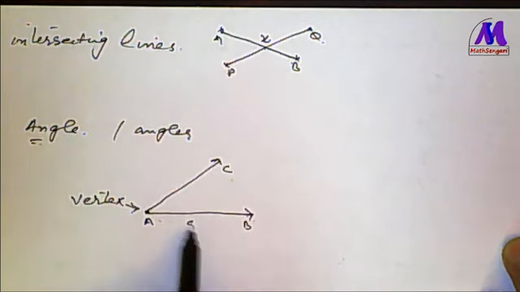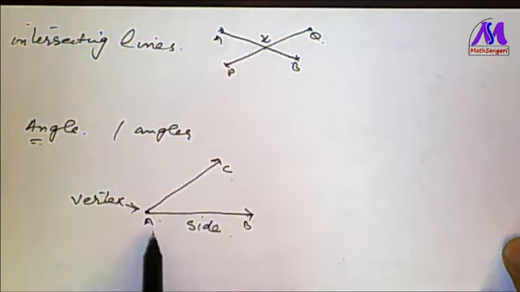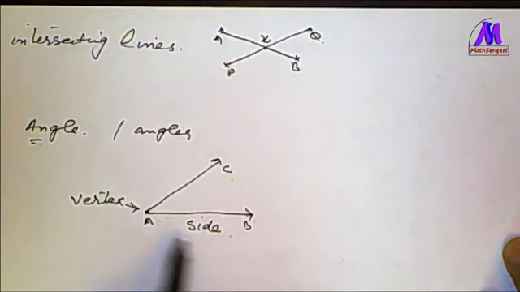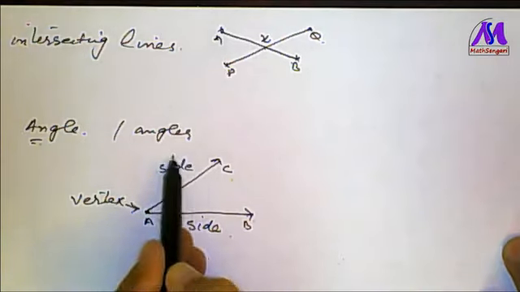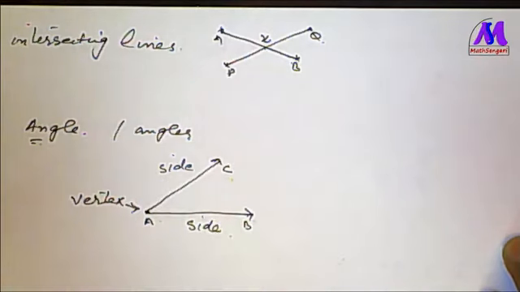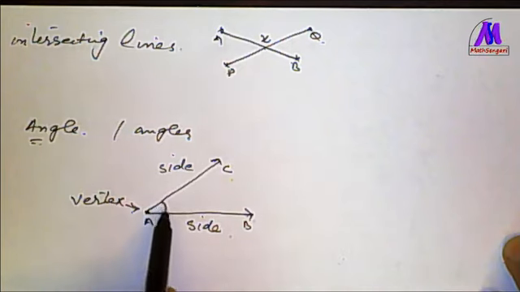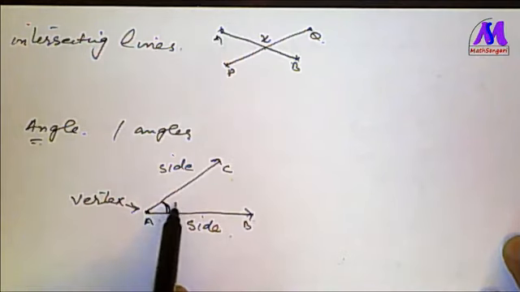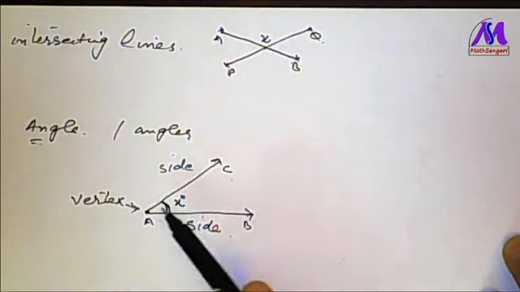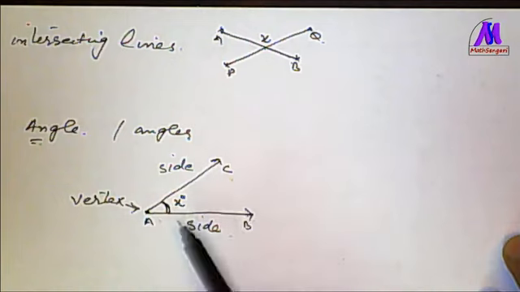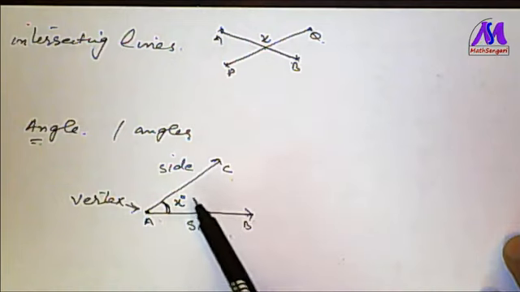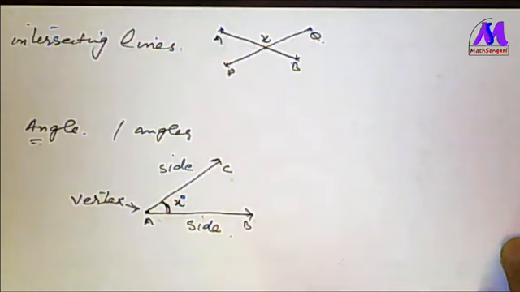Both rays, ray AB is also called a side, and ray AC is also called a side. And when both rays share a single point, a vertex, then it forms an angle. For example, if we denote it by x degree, then rays AB and AC form angle x degree. That is the basic definition of an angle.